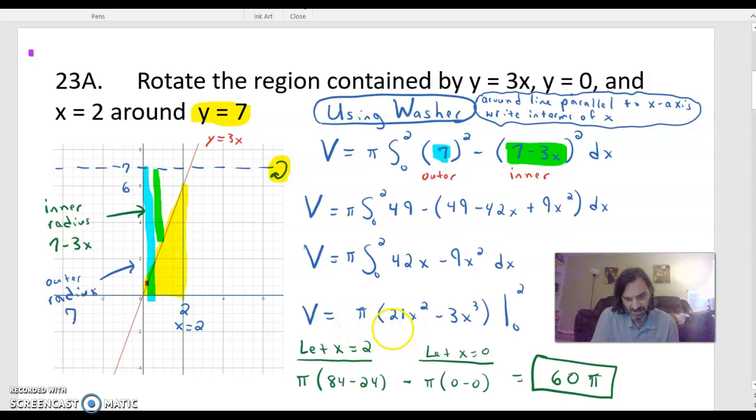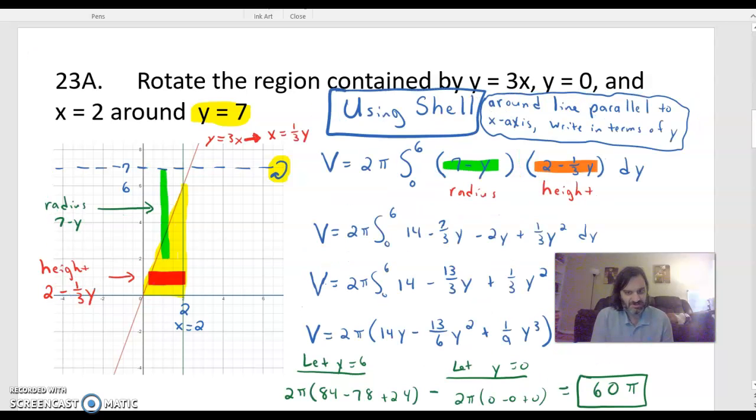Pi times the quantity 21x squared minus 3x cubed, evaluated from 0 to 2. When you plug 2 in, you get pi times 84 minus 24. When you plug 0 in, you get 0. So the final answer is 60 pi. Okay, and we did that using the washer method.